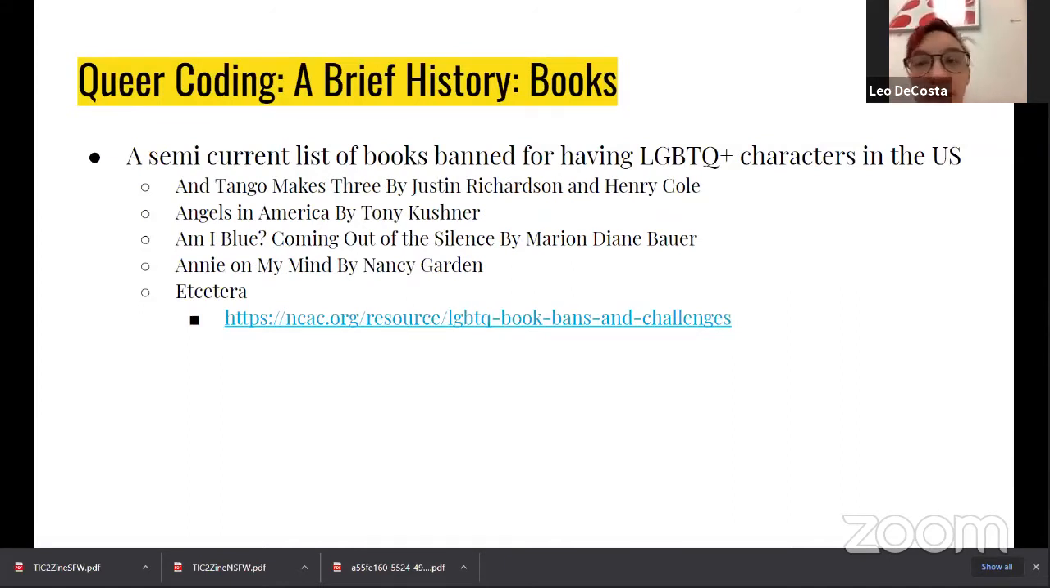And then, while there was never explicitly an association to put a ban on LGBTQ+ people in books, there is an extensive list of books currently, in the year 2020, that are banned for having LGBTQ+ characters, including And Tango Makes Three, which is about the famous New York zoo gay penguins raising their child, and Angels in America, which is about the AIDS crisis. If anyone's interested in the link to the banned books, let me know in the Q&A section and I can post it or make it available.